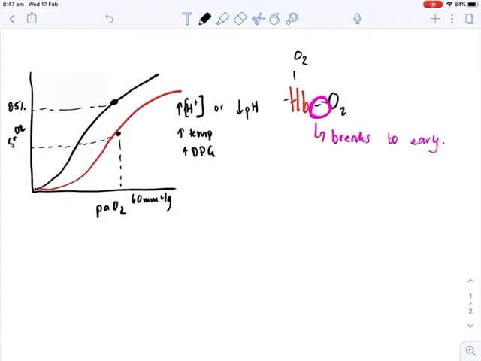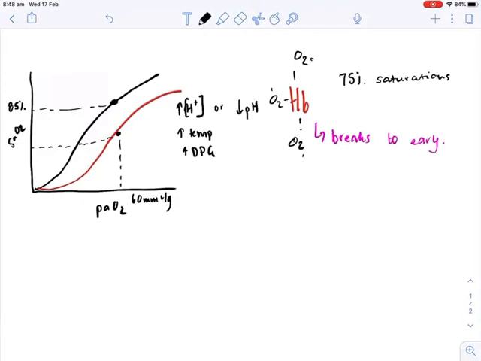So if you think 100% saturation, you've got all of these oxygens bound to your hemoglobin. Now, say we're a little bit acidotic, and one of these breaks too early, this now here is 75% saturation. So whilst you still might have a normal pressure of oxygen in your blood, they're not any more bound to the hemoglobin because these bonds keep breaking before the oxygen reaches the cells.